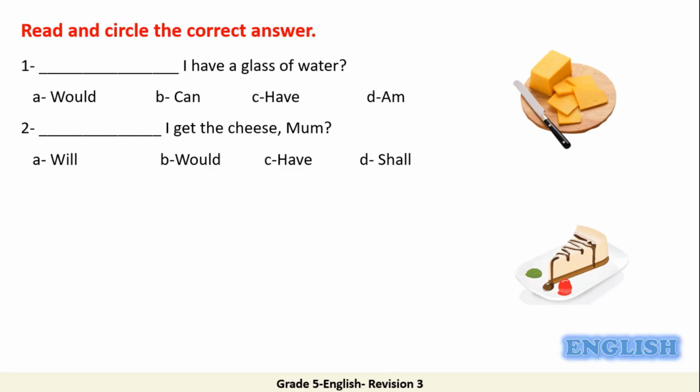Now let's practice. Here you are going to read 2 sentences and circle the correct answer. You can stop the video and do the task. Go on. Let's see the answers. Number 1. Can I have a glass of water? Number 2. Shall I get the cheese, Mom?